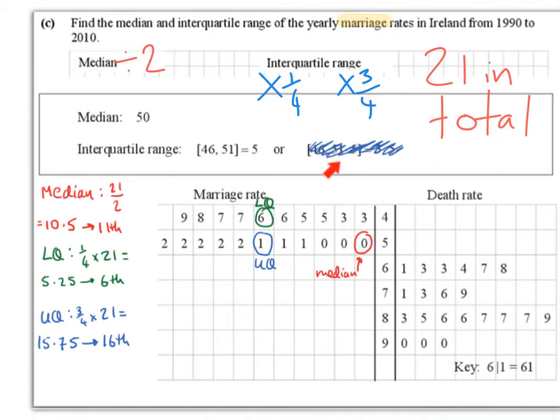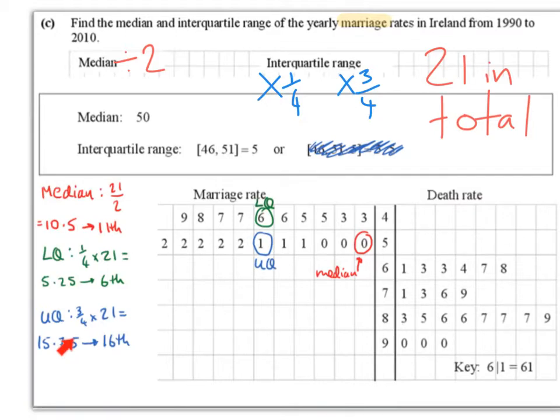46 is the answer. So the lower quartile, LQ, is 46. Next, we want to get 3/4 of 21. This will give us the upper quartile. So 3/4 of 21 is 3/4 multiplied by 21, and that gives us 15.75.